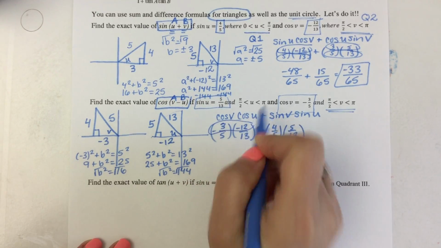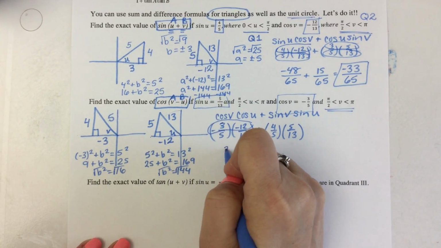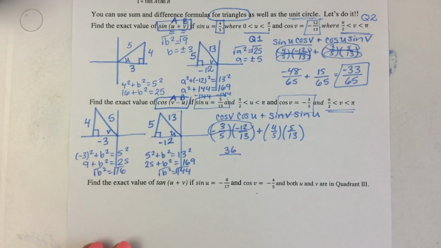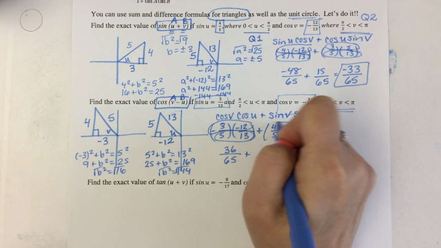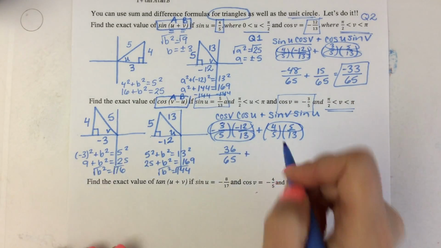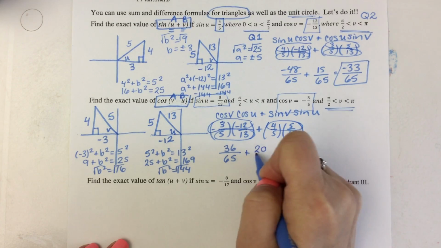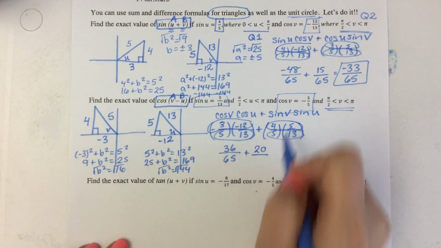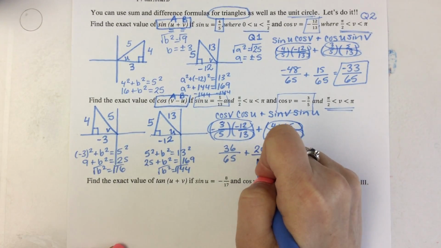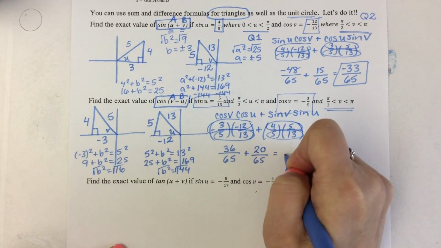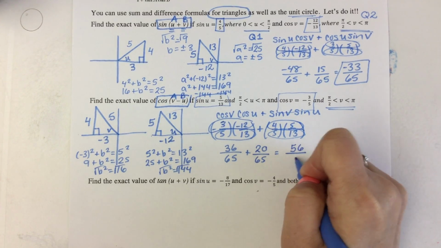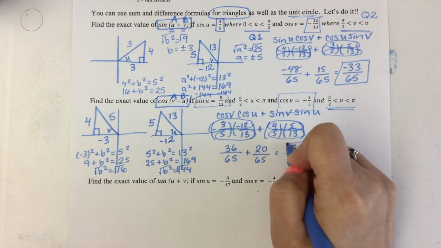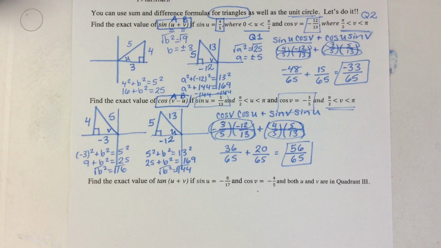Top times top. Negative times a negative is a positive. 3 times 12 is 36. Bottom times bottom. 5 times 13 is 65. Plus, top times top. 4 times 5 is 20. Bottom times bottom. 5 times 13 is 65. So when I go ahead and add these, I have 56 over 65.